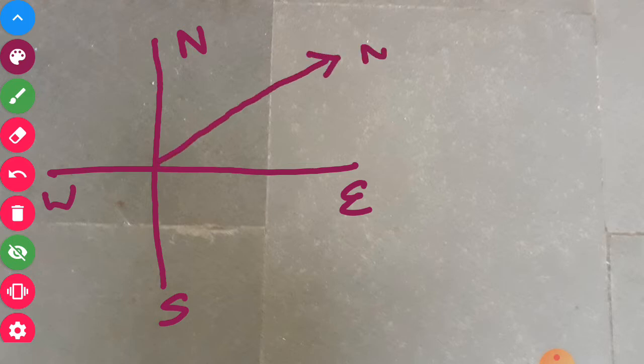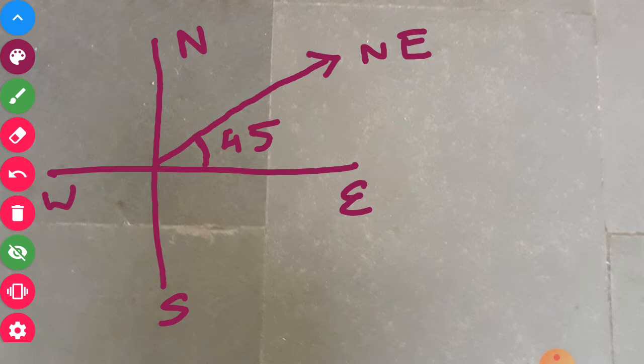Okay, here these are the different directions of the earth. Say for example this is the east direction, this is north, this is south, and this is west. And the direction of the wind is in this particular direction, that is the northeast direction. So it makes an angle of 45.